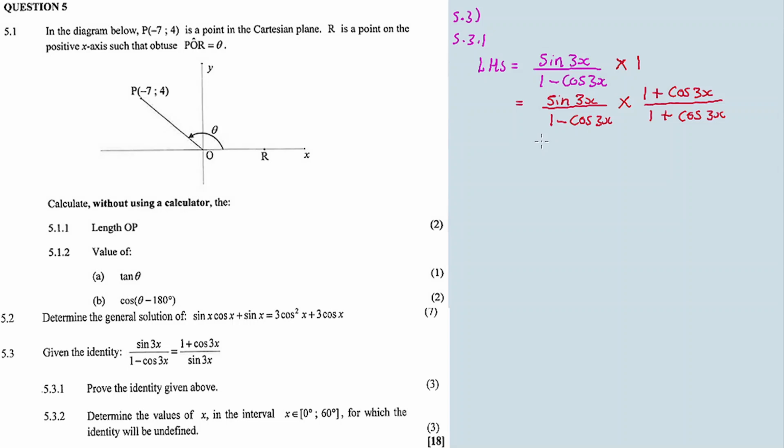In fact, I rationalize, solve. This is 1 minus, right? And then I multiply by 1, but this 1 is 1 plus cos 3x, which is the opposite of the denominator, divided by 1 plus cos 3x. Because 1 plus cos 3x divided by 1 plus cos 3x I get 1. This divided by this I get 1.